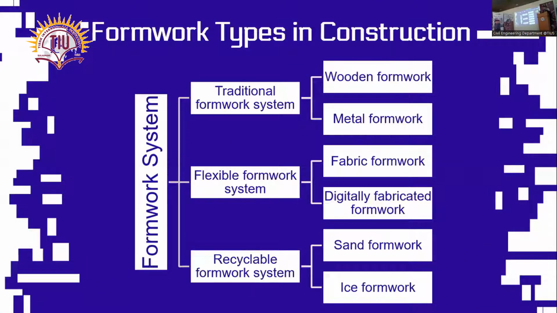If you are looking at formwork in a general system, we have 3 types of formwork system. The traditional one, the wooden and metal one. The other one is called flexible. The flexible includes digitally fabricated formwork and fabric formwork. These 2 formworks are our discussion in this presentation, especially digitally fabricated formwork. And the other one is the recyclable formwork system, as we have sand and ice formwork.